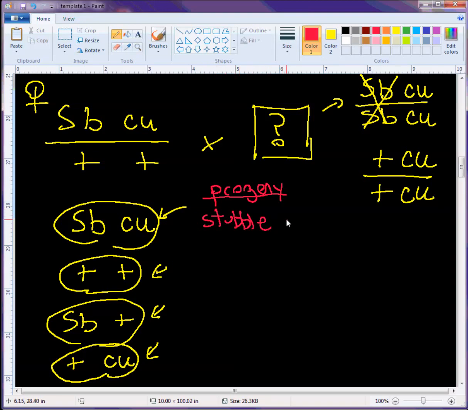So let's see, the progeny over here have to have, in this case, when this is fertilized, stubble and curly. Because when we see that, we're going to know that that egg had the stubble allele, the mutant allele, and it had the curly allele.